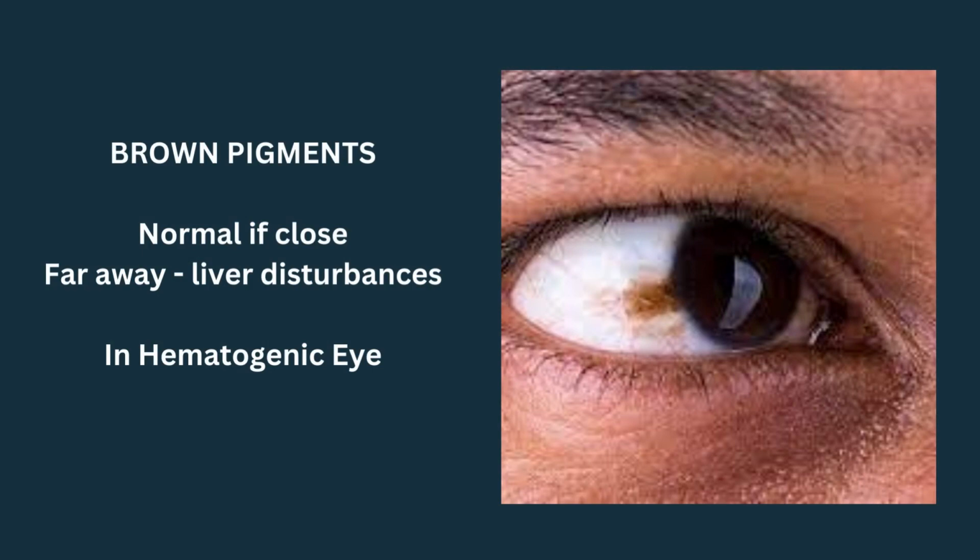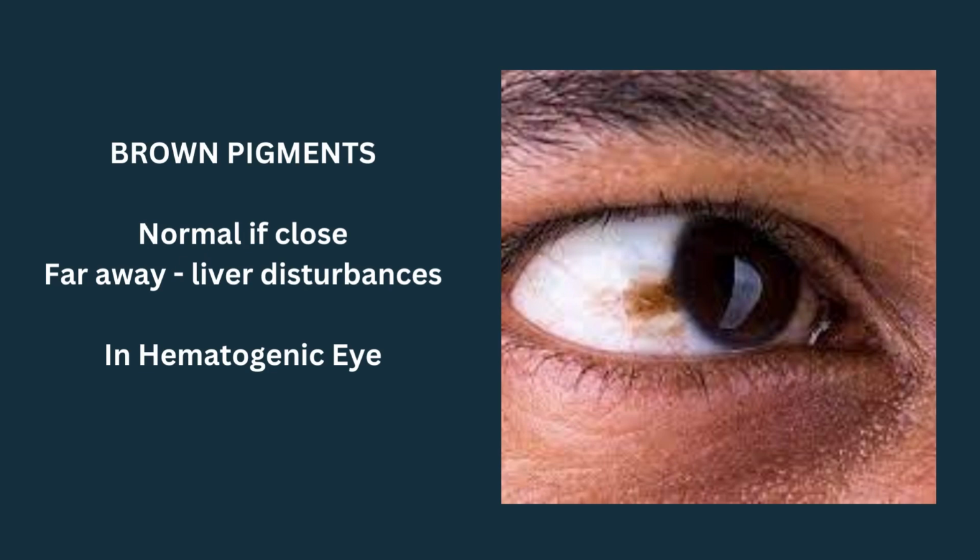And the terminology that I'm using should be very comfortable for you now. Hematogenic means a brown eye. If you see this brown pigment in the sclera of a brown eye, of a hematogenic eye, it's considered normal, especially when it's very close to the iris. Okay, very close to the iris.